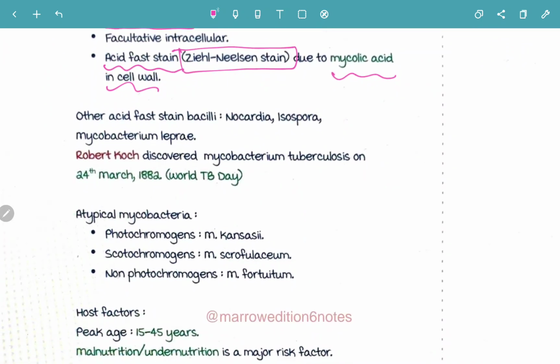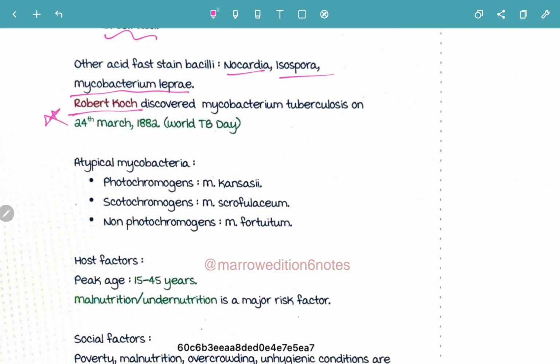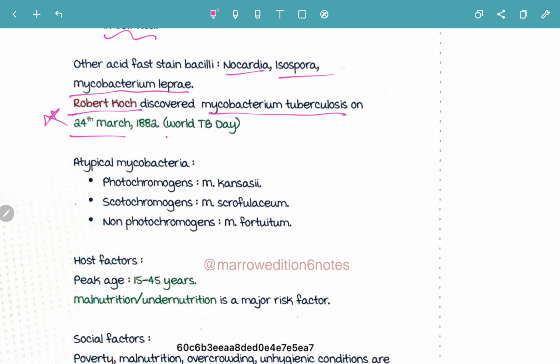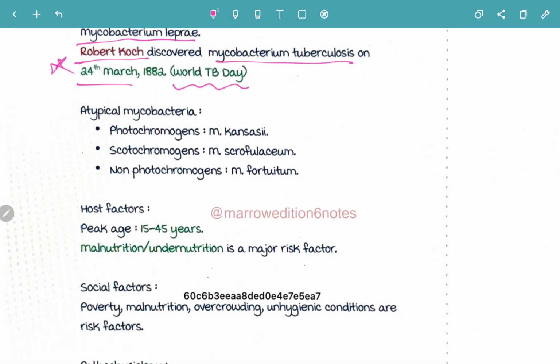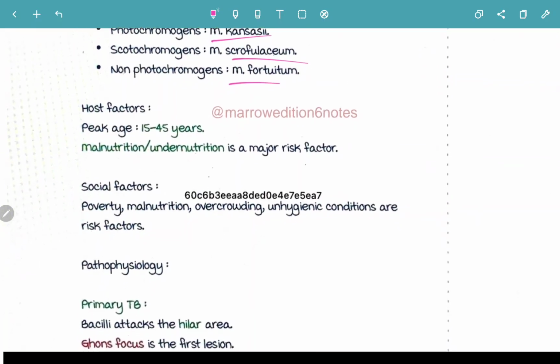Other acid fast bacilli are going to be Nocardia, Isospora and Mycobacterium leprae. Robert Koch discovered Mycobacterium tuberculosis, a very important finding, on 24th March. That is why it is celebrated as World TB Day. Atypical mycobacteria examples are Mycobacterium kansasii, Mycobacterium scrofulaceum and Mycobacterium fortuitum.